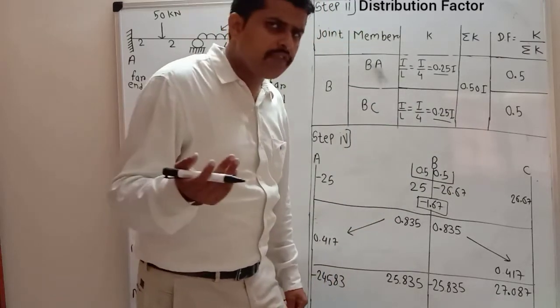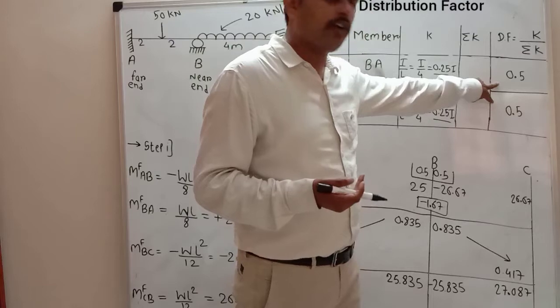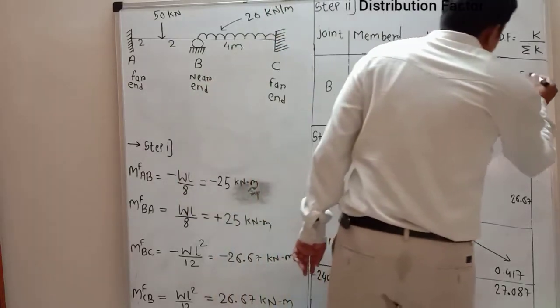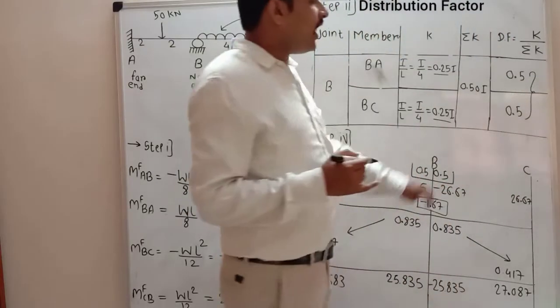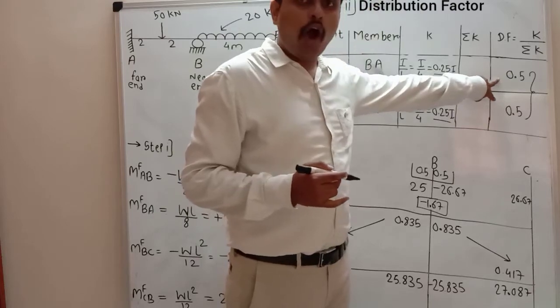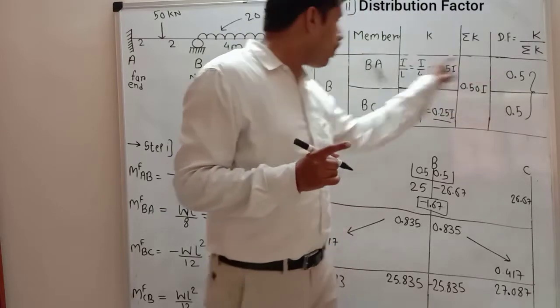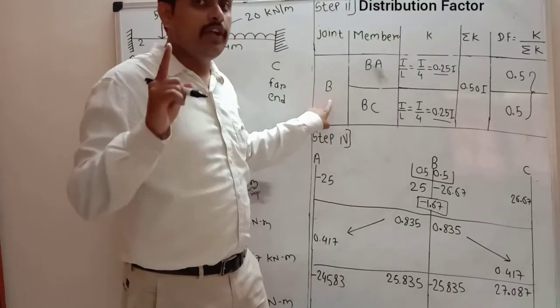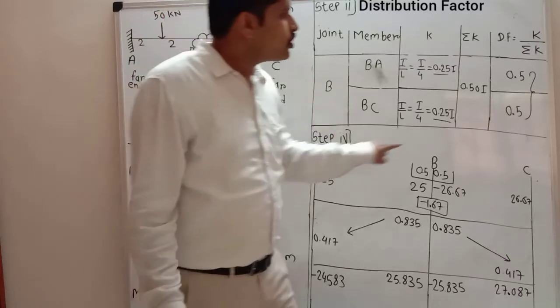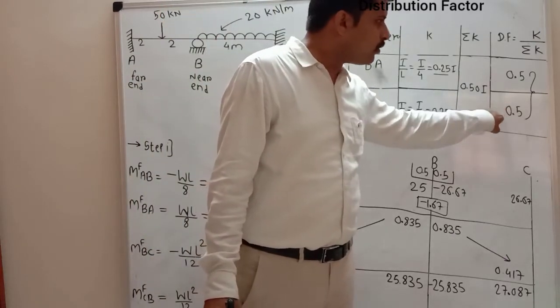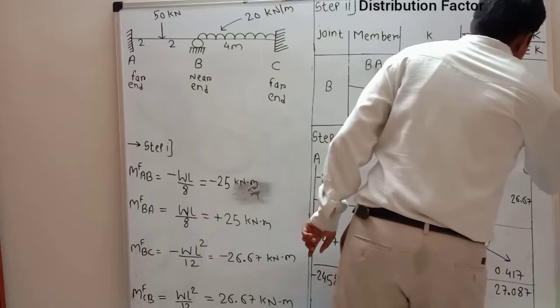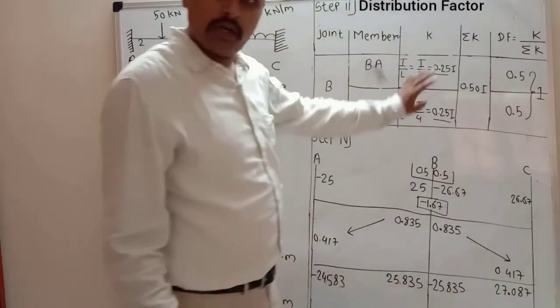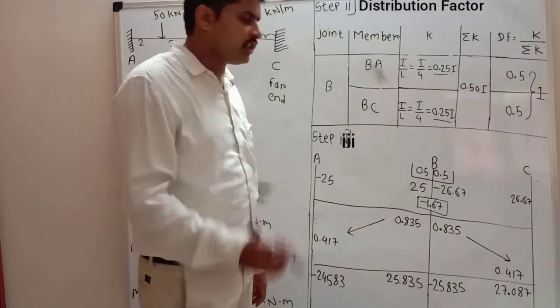So how to verify whether our answers are correct or not? Please keep in mind that the addition of distribution factors of one joint will be 1. So 0.5 plus 0.5, the addition is 1. So our answers are correct.